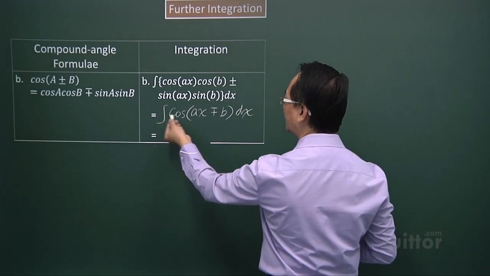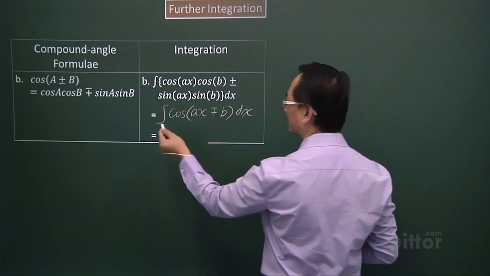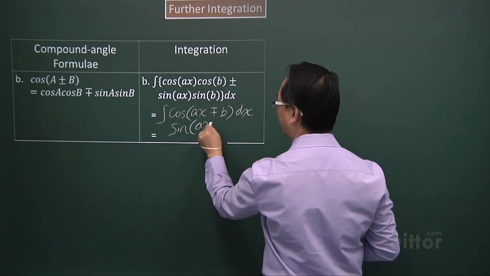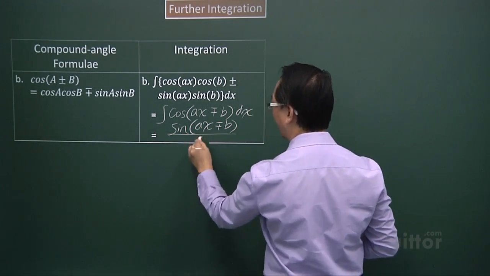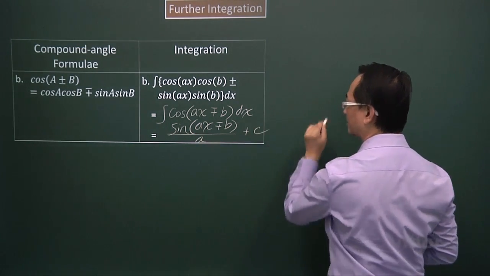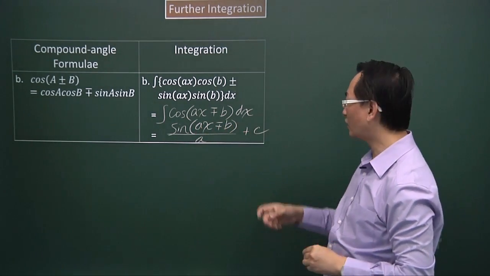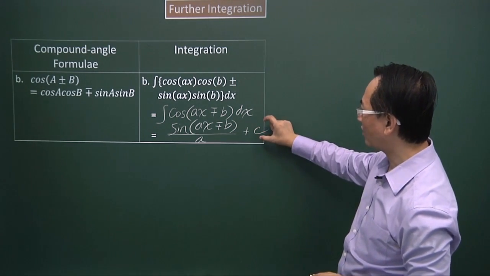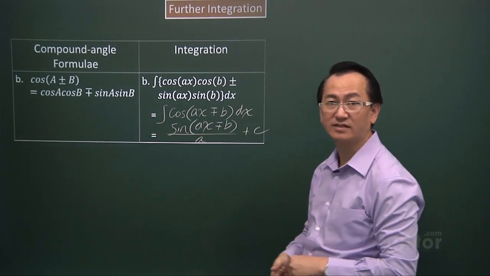Well, integrating the cos, I will have sine. So I have sine bracket AX minus plus B over A, which is the result of differentiation of the angular expression. So I will always have to include the arbitrary constant because this integration is the indefinite integration.